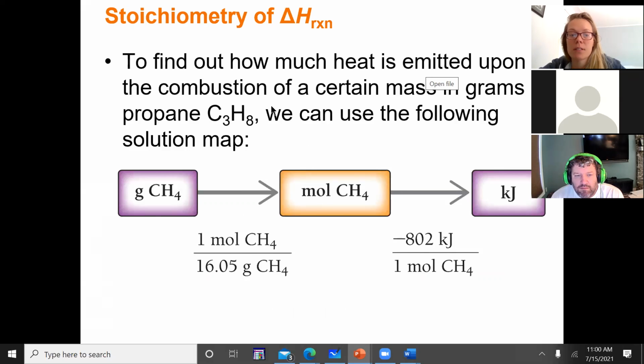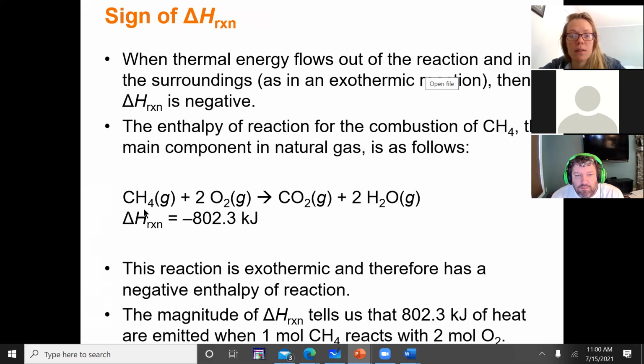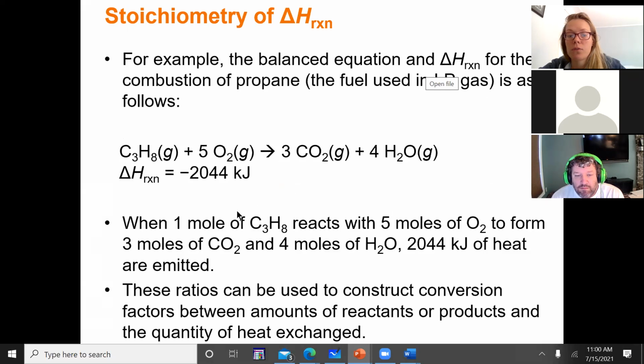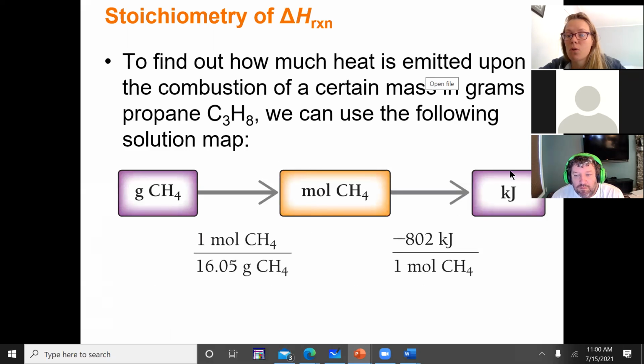Where is that? Well, this is for methane. So we would be using this one here. 1 mole of this will produce this much energy. So that's a conversion factor. So we can go from grams into moles and then moles into amount of energy, or kilojoules.